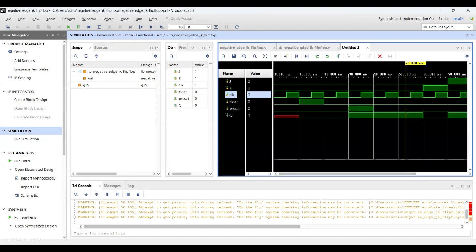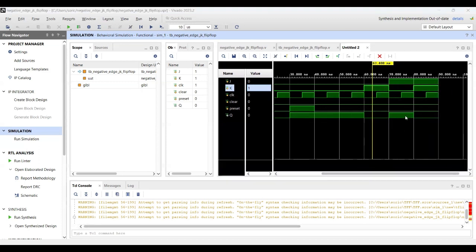So that works. Up next, we have J as 0 and K as 1. So when J is 0 and K is 1, Q turns into 0. So here we have J as 0 and K as 1, and the Q is a 0. Scoot this over a bit.